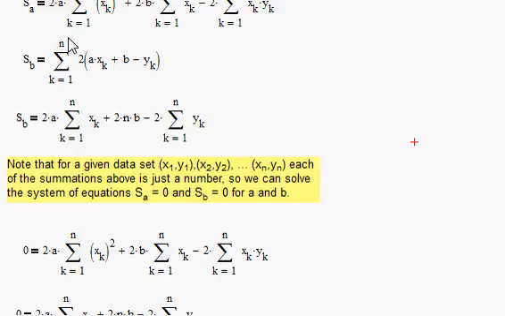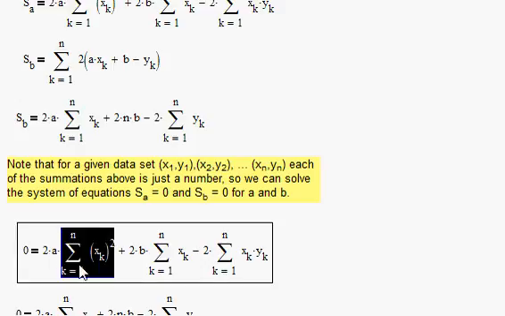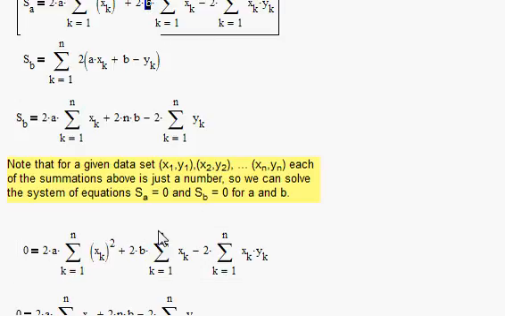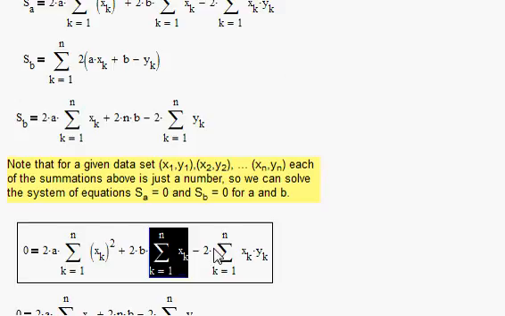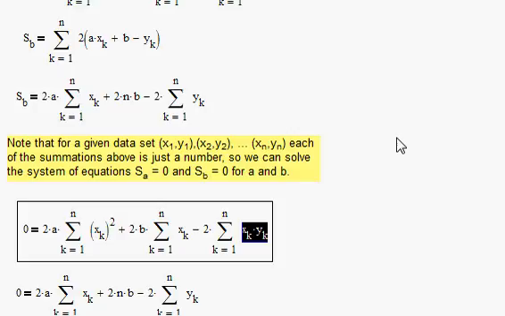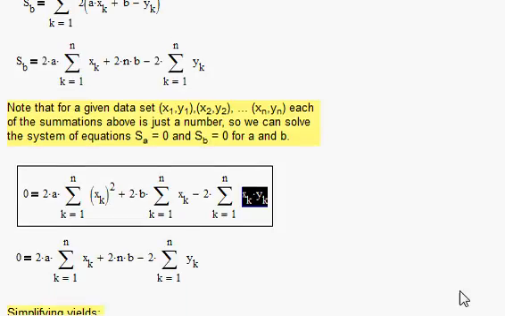So therefore, if we want to set the partial with respect to A equal to 0, it's 2A times this number plus 2B times this number minus 2 times this number. Each of these numbers are computable.